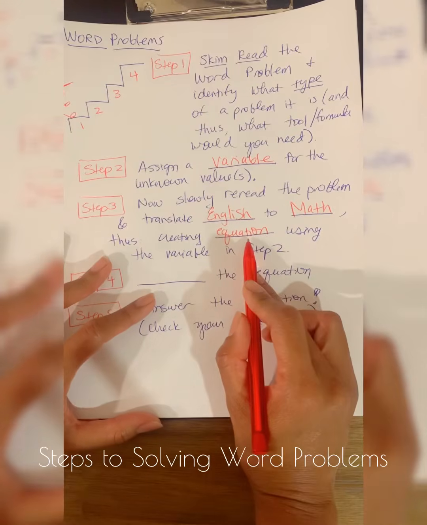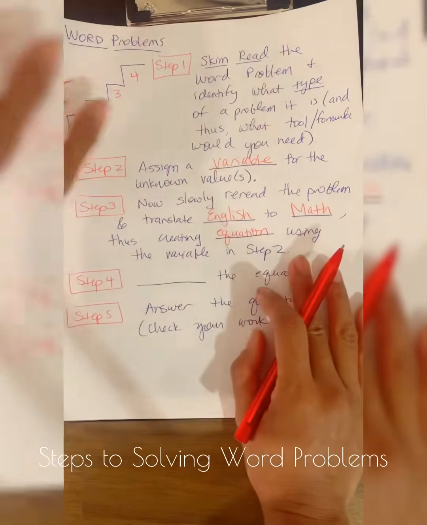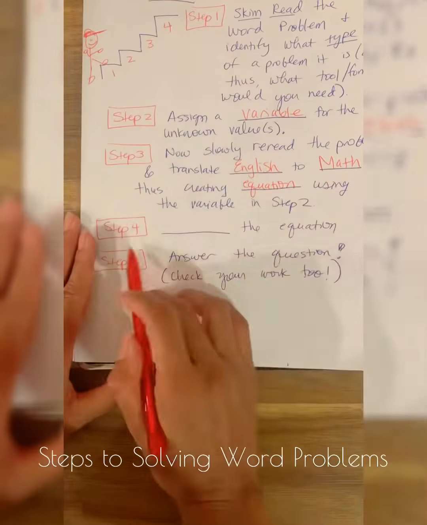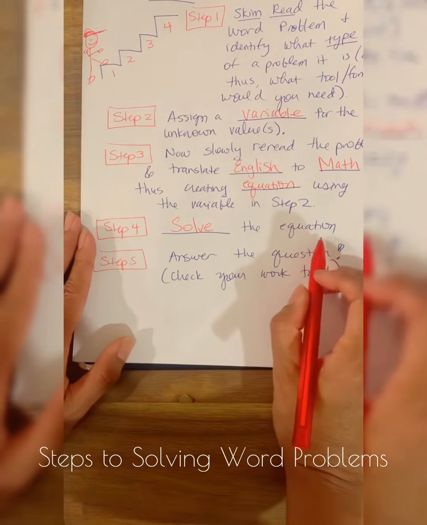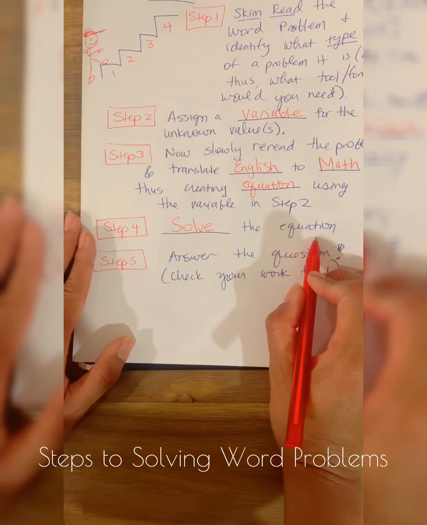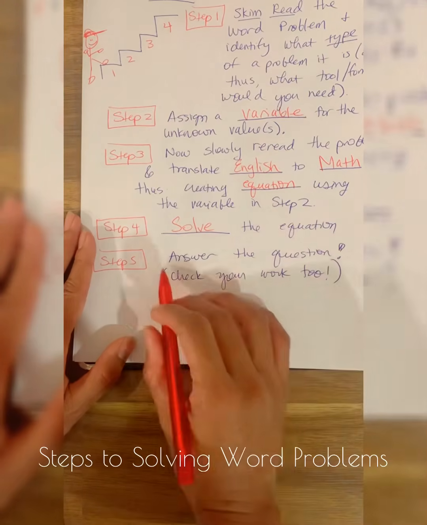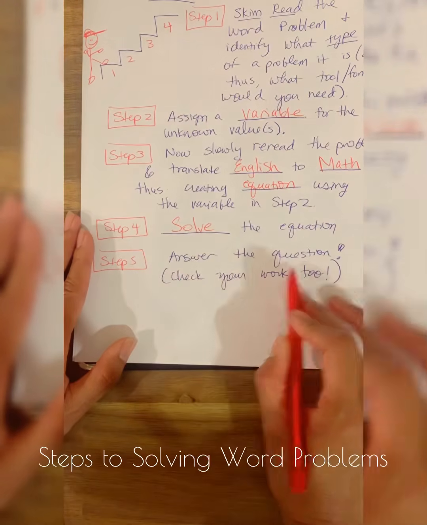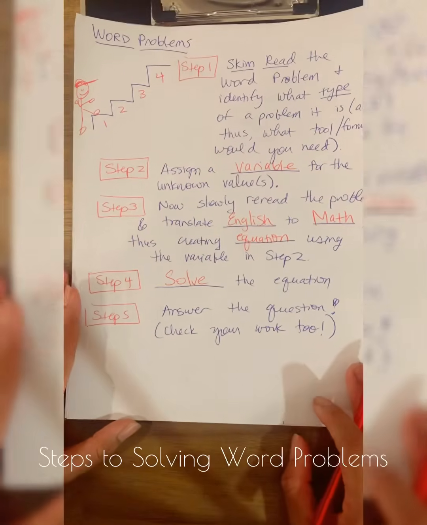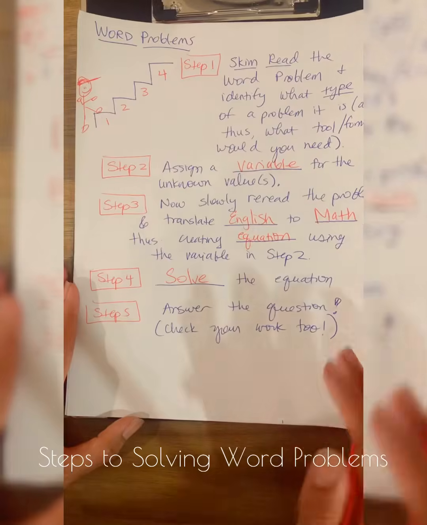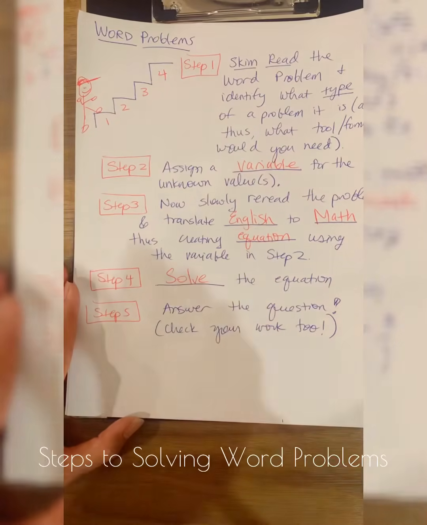After you create the equation, that's when you stop reading the word problem, and now step 4, you solve the equation using the skills that you now know of how to solve linear equations. When you're done with that, answer the question and make sure you also check your work as well. So these are the steps for solving any and all word problems, and if you stick to this, you'll be able to get through the word problems.